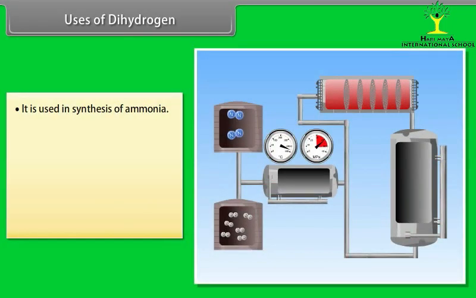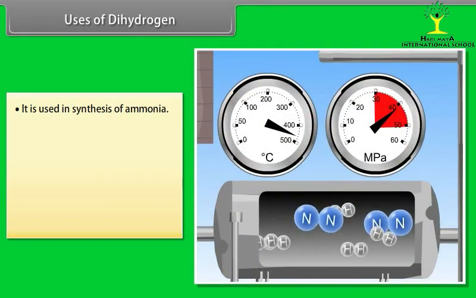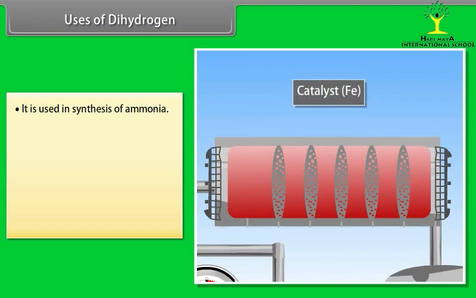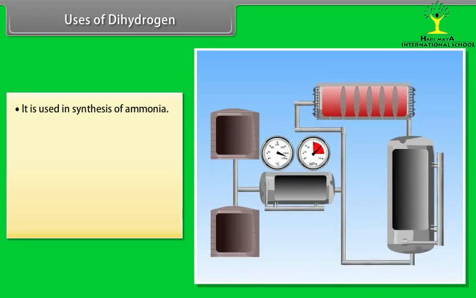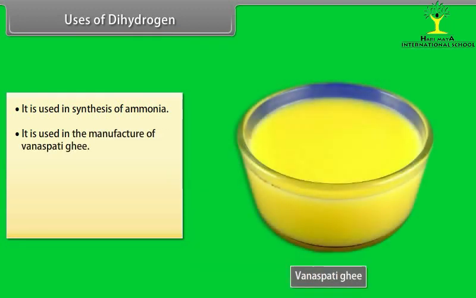Uses of dihydrogen. It is used in the synthesis of ammonia. Nitrogen and hydrogen are passed to a heater, where these are heated up to a certain temperature. After that, they are compressed and then passed to a heater, where the reaction takes place. After that, the mixture is passed to a waste heat boiler, from which ammonia is cooled and then stored, and nitrogen and hydrogen are recycled. It is used in the manufacture of vanaspati ghee.